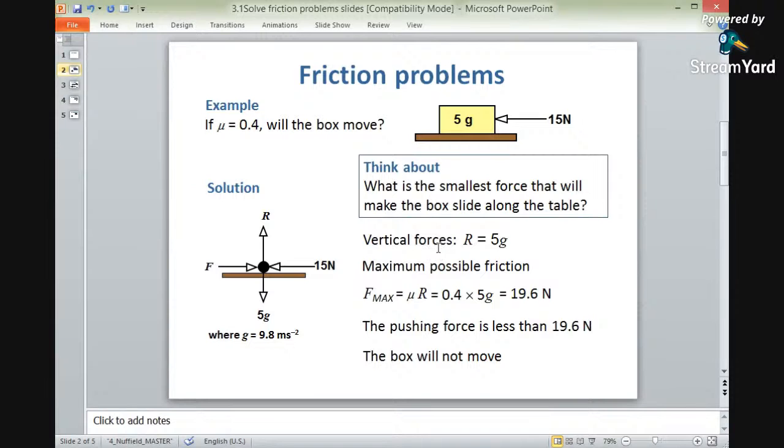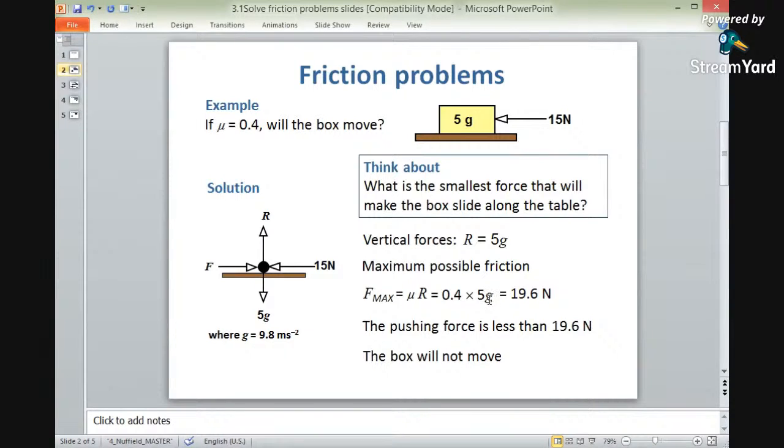Here the vertical normal reaction R is equal to 5 grams, which is acting downwards. Now, what about the frictional force? The maximum possible frictional force F max is mu into R. That is the coefficient of friction into the normal reaction. R is the normal reaction, which is perpendicular to the contact surfaces. The coefficient of friction mu has been given as 0.4. R, the vertical reaction or vertical force, has been given as 5 grams. It is just a simple multiplication: 0.4 into 5 grams.